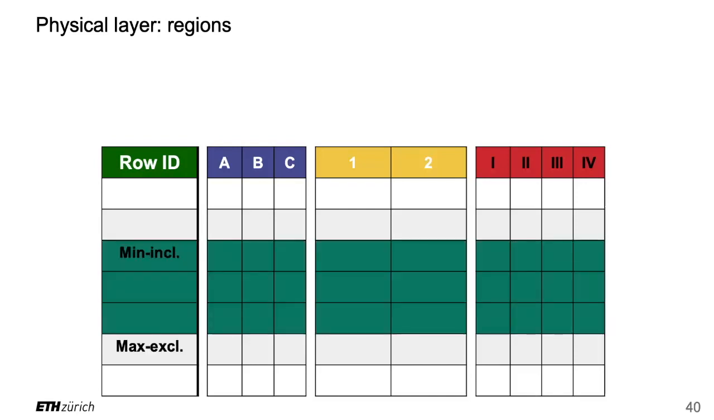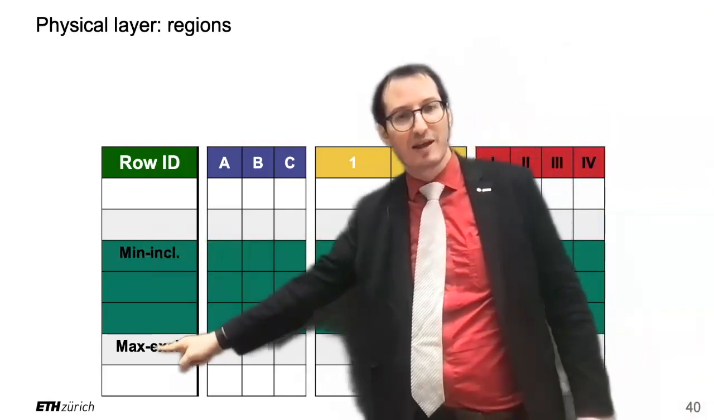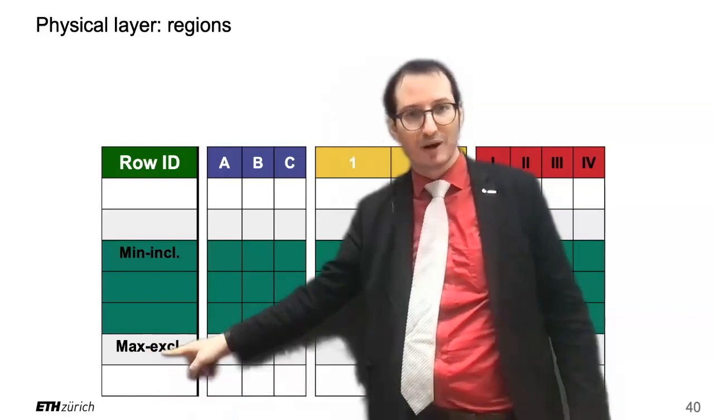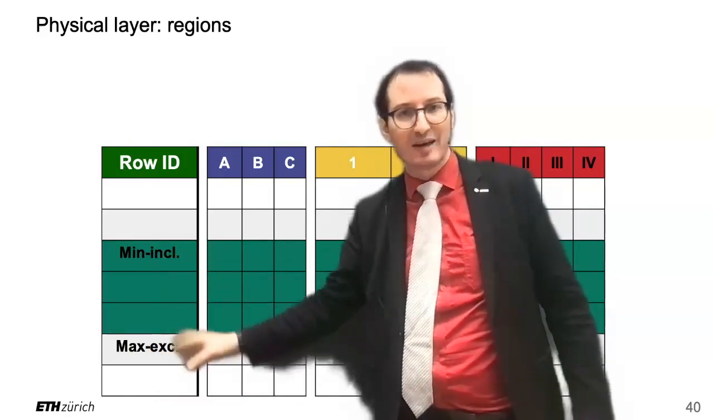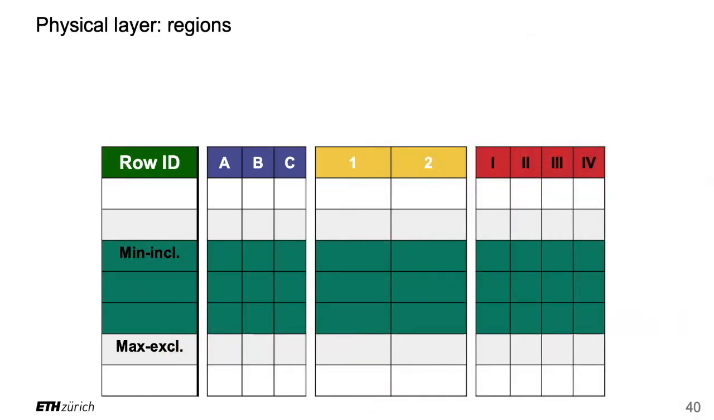First we partition it horizontally in intervals of row IDs. I always give you the first row ID included and the last row ID excluded, so that it's also the beginning of the next one. So I give you an interval of row IDs and we partition the table like this. Every one of these layers, these intervals of row IDs, is called a region. A region is a partition of the row ID space.